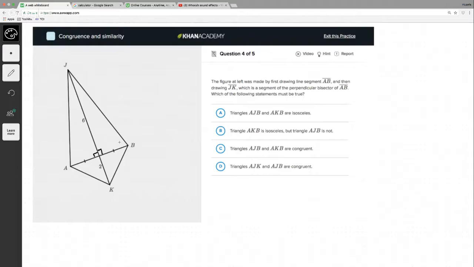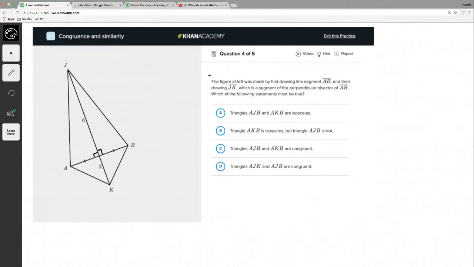Which of the following statements must be true? Okay, so again, let me just read everything. Perpendicular bisector. Okay, so I'm going to see if there's anything I can fill in here. I'm going to look around and see if anything makes sense. We got 6, we got 2. We got 2 equal sides there. No, this is definitely a kite. These guys are bisected. Not sure.